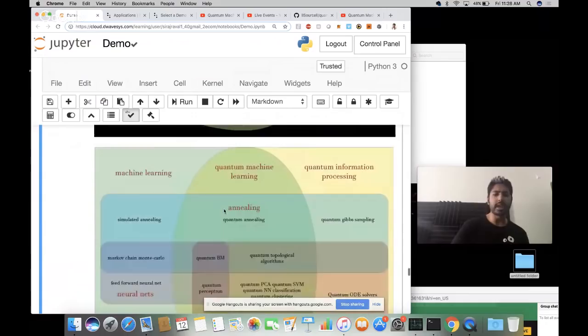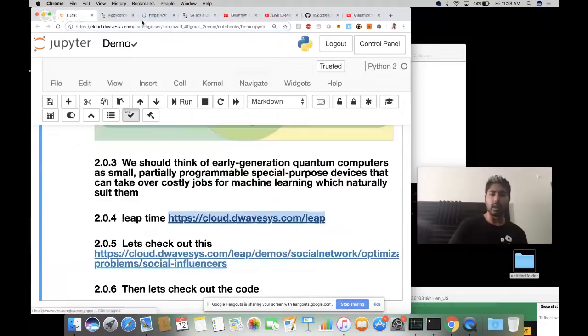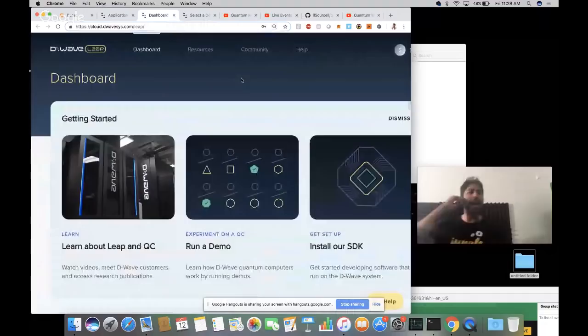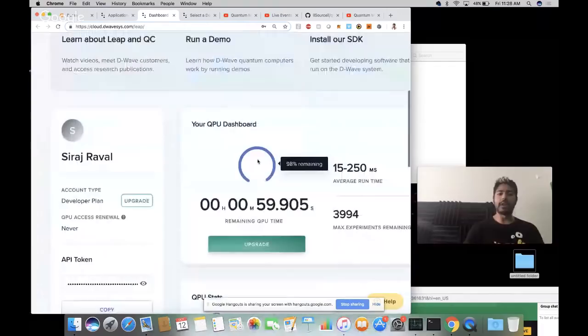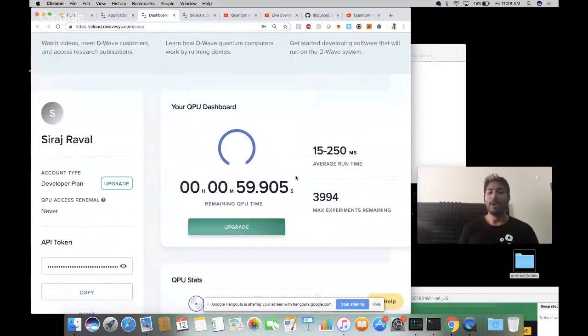Okay, so some images. Let's look at Leap, right? Let's look at their software. This is what they demoed to me in Vancouver when I was there. So if you go to the dashboard here, they've got some demos, they've got an SDK installed, they've got a QPU dashboard, and we've got 1 hour of QPU time, which doesn't seem like a lot, but if you think about how fast a quantum computer is, you can compute a lot of things in milliseconds. So that hour is actually quite a lot for a free tier, right? This is free for all developers to use.